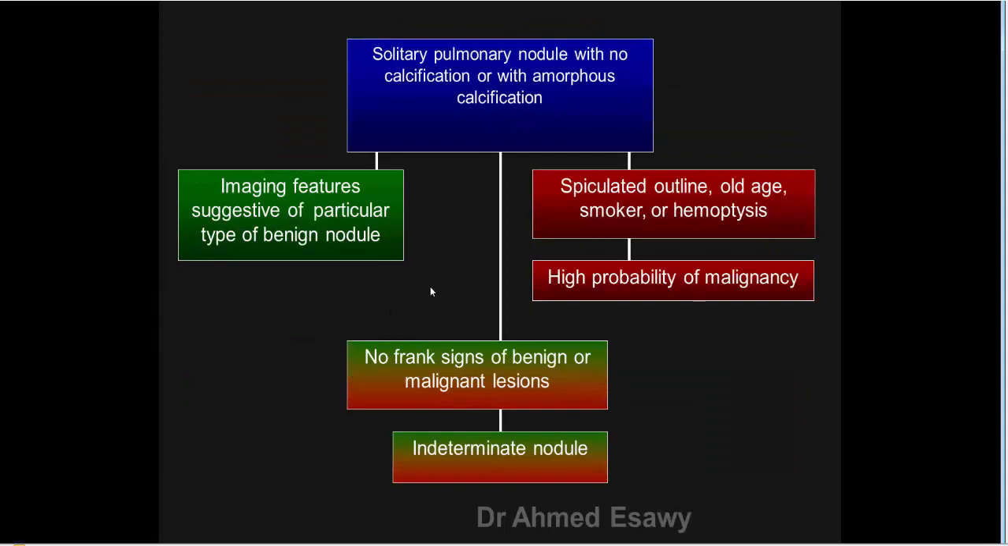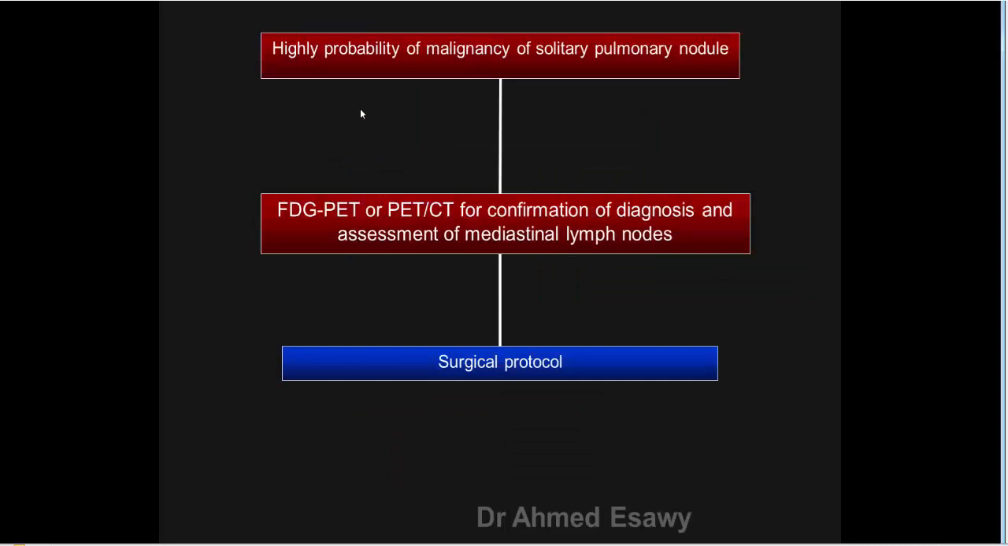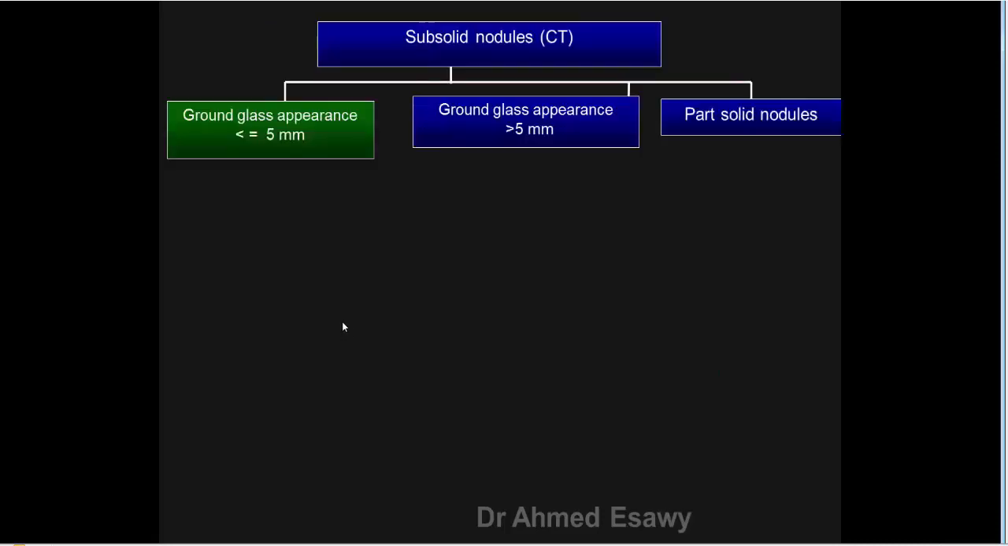Solitary pulmonary nodule with spiculated outline, old age, smoker, or hemoptysis. These are risk signs: patient risk factors and radiographic risk factors, present with no calcification or amorphous calcification, meaning high probability of malignancy. We do PET FDG or PET CT for confirmation of diagnosis and assessment of mediastinal lymph nodes. If positive, we go to the surgical protocol.